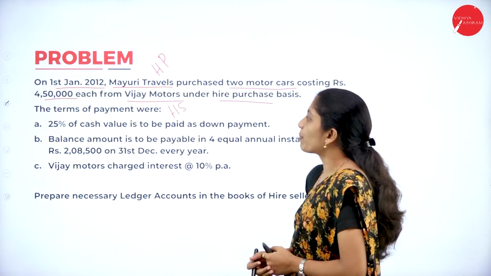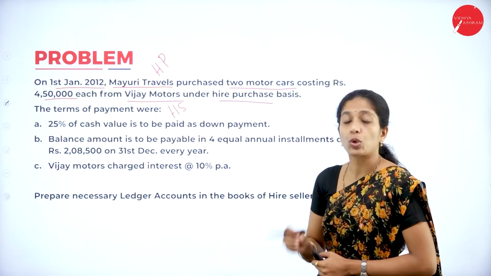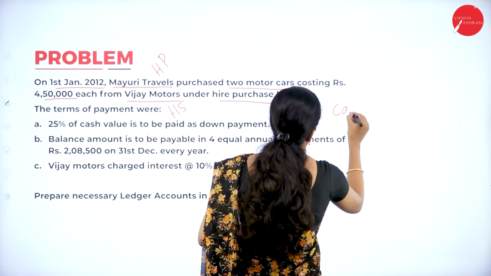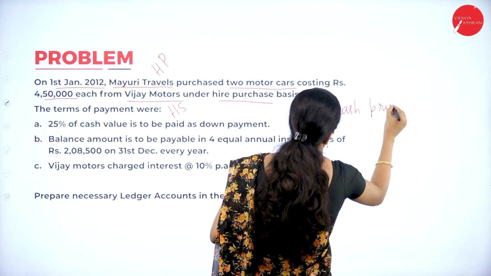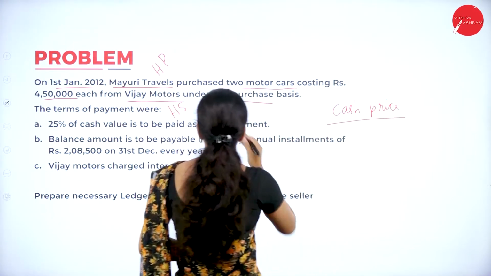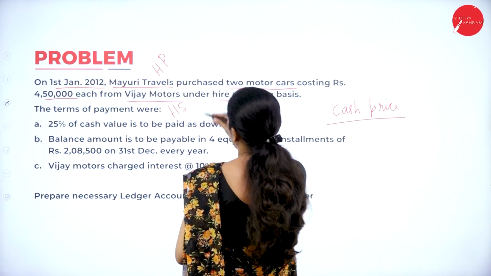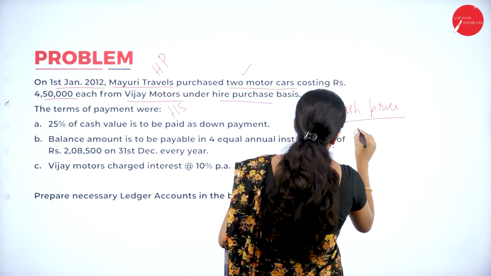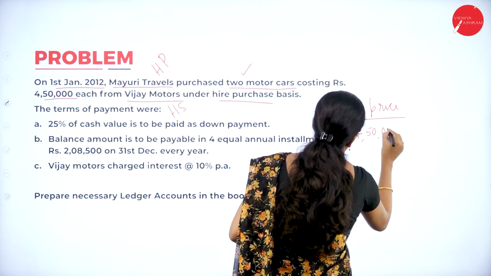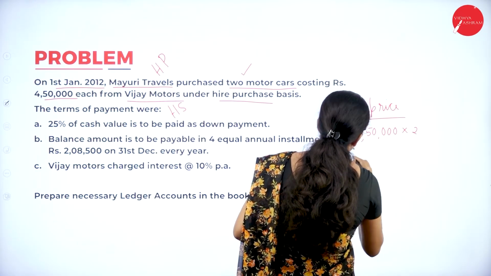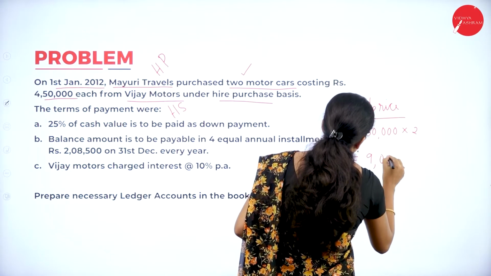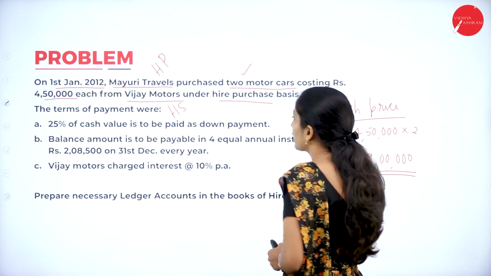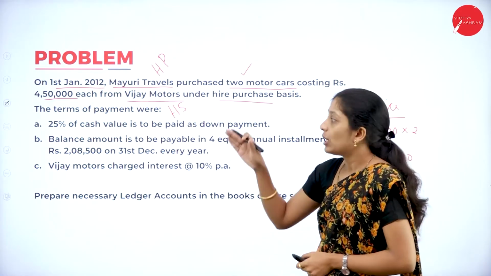The terms of payment were, now let us see what is the total cash price of the car. They have purchased 2 motor cars, each costing 4,50,000. So 4,50,000 into 2, we get 9 lakh. So this is the total cash price of the car, that is rupees 9 lakh. Clear?